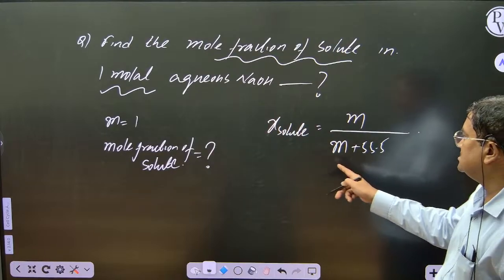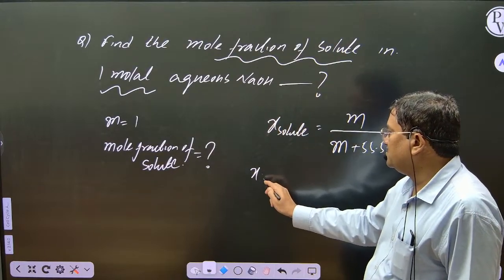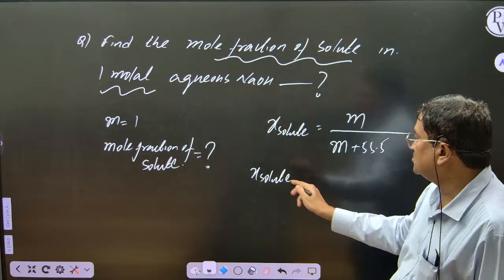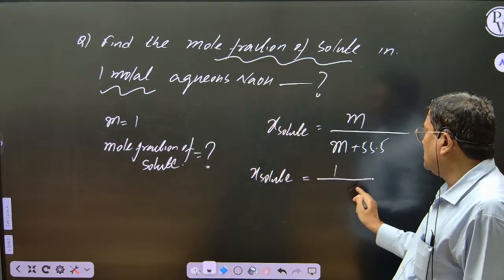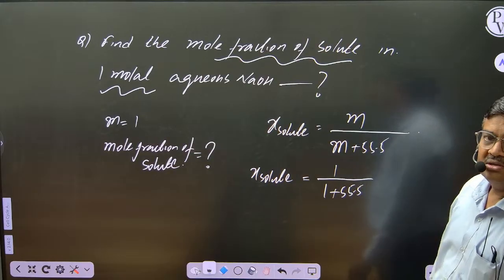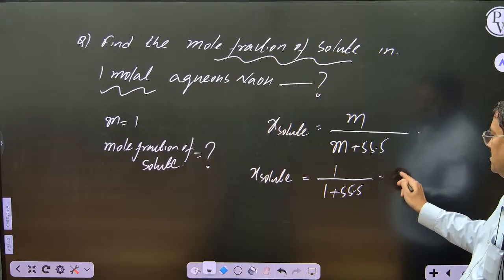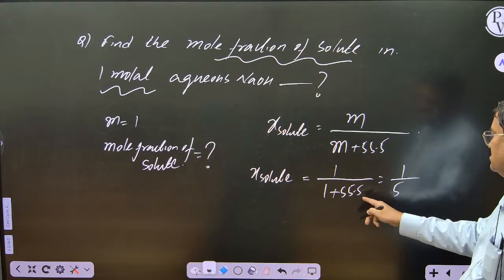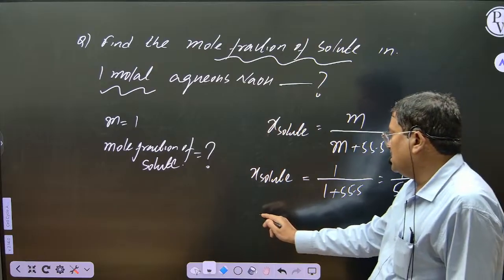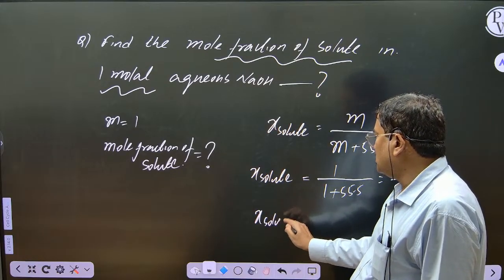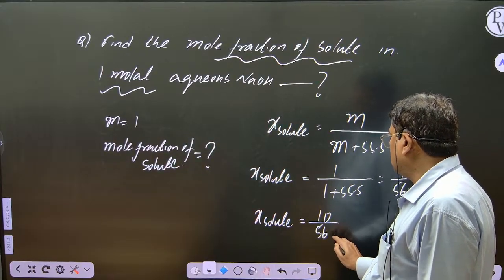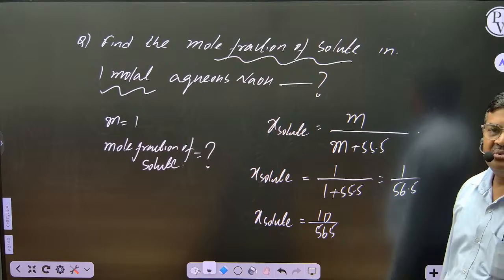Now see, this mole fraction of solute we have to find. Molality given to us is 1 molal. So I substitute here 1 by 1 plus 55.5. When you add 1 to 55.5, how much does it come, student? That comes to 1 by 56.5. Or I can write in option, they can even give you 10 upon 565. Do you agree? 10 upon 565.